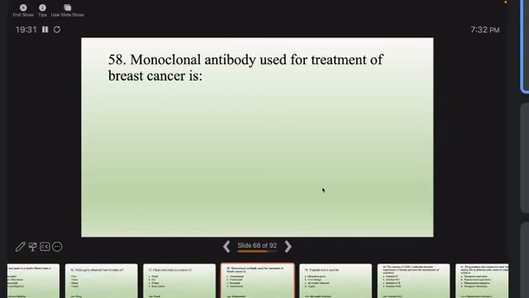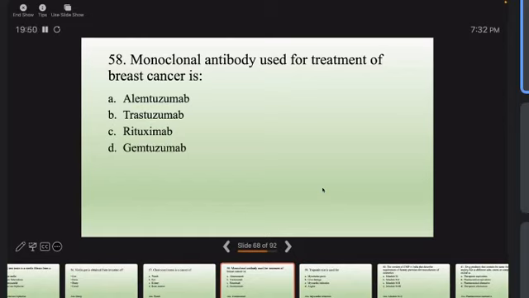Monoclonal antibody used for the treatment of breast cancer is, sorry, alemtuzumab. Examples: trastuzumab, rituximab, and gemtuzumab. So just give me your thoughts about this. Monoclonal antibodies used for the treatment of breast cancer.